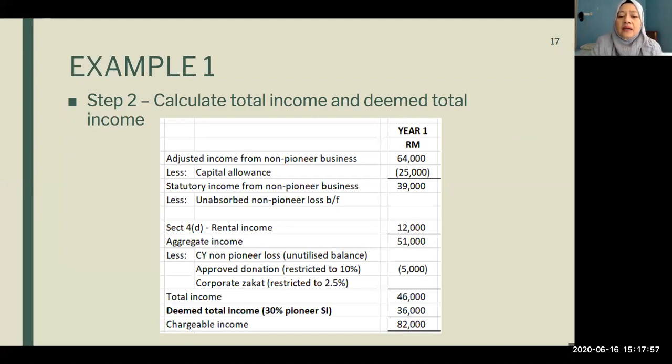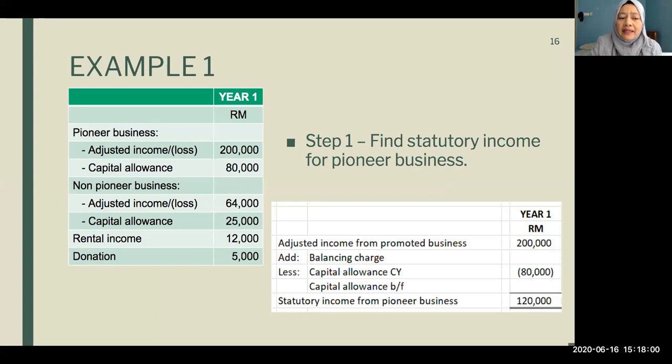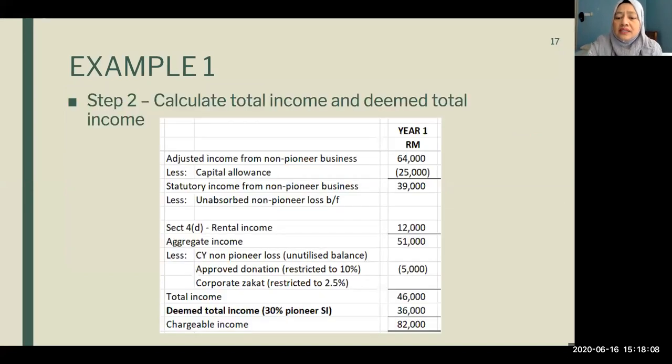Any current year loss from non-pioneer? No. Why? Because your non-pioneer is making a profit, adjusted income. So there is no adjusted loss, so your adjusted loss here is 0. Then you have approved donation 5,000. Remember that your aggregate income is 51,000, 10% is 5,100. That's how you do it. So your approved donation 5,000, you can claim everything. Let's assume that your approved donation is 6,000. How much can you claim? 5,100 only, because it is restricted to 10% of your aggregate income.